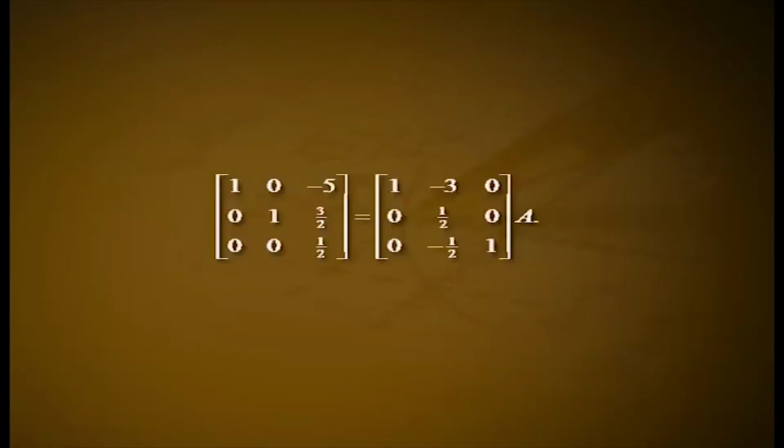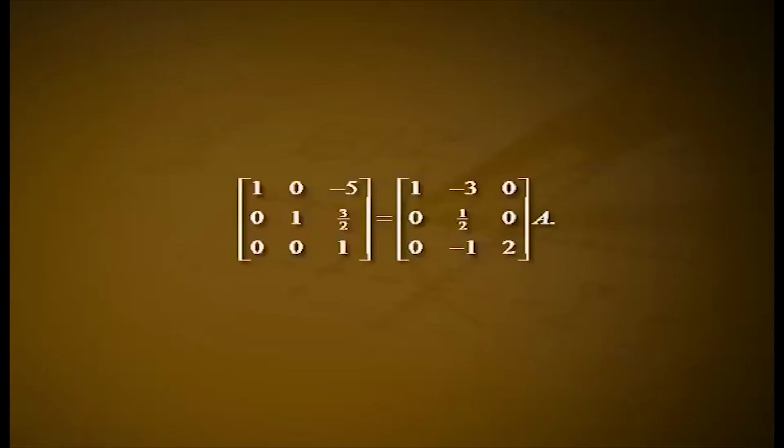Performing R12 minus 6, R32 minus 1 on the matrix on the left and the prefactor of A on the right, we obtain matrix [1, 0, minus 5; 0, 1, 3 by 2; 0, 0, 1 by 2], which is equal to matrix [1, minus 3, 0; 0, 1 by 2, 0; 0, minus 1 by 2, 1] A. Performing R32 on the matrix on the left and the prefactor of A on the right, we obtain matrix [1, 0, minus 5; 0, 1, 3 by 2; 0, 0, 1], which is equal to [1, minus 3, 0; 0, 1 by 2, 0; 0, minus 1, 2] A.